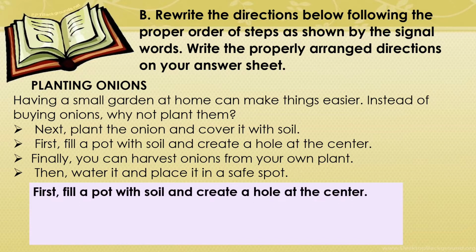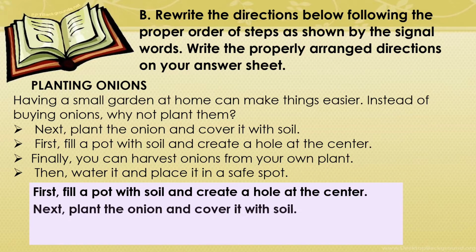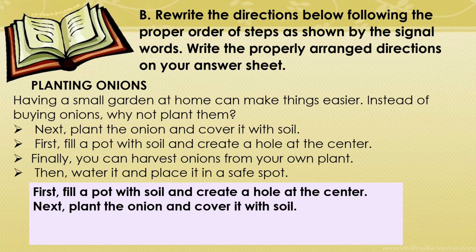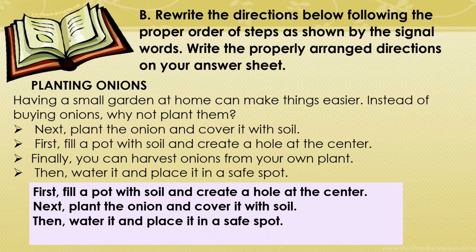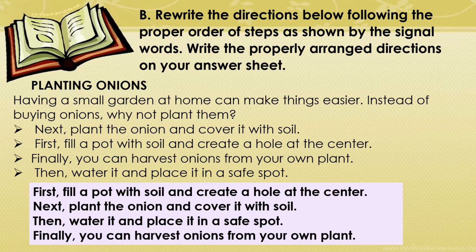Okay, first, fill a pot with the soil and create a hole at the center. What is the second? Next, plant the onion and cover it with soil. What is the third? Correct, it's then. Water it and place it in a safe spot. And what is the last? Finally, you can harvest onions from your own plant.